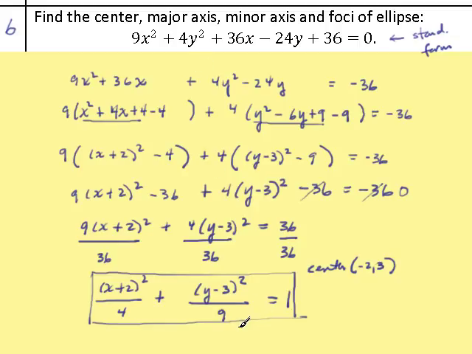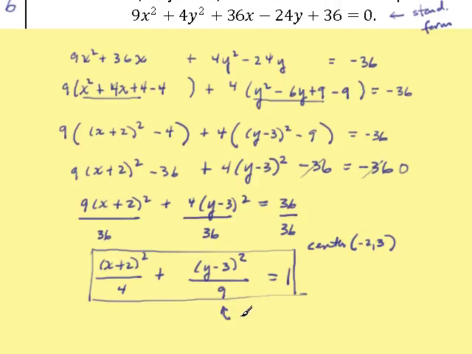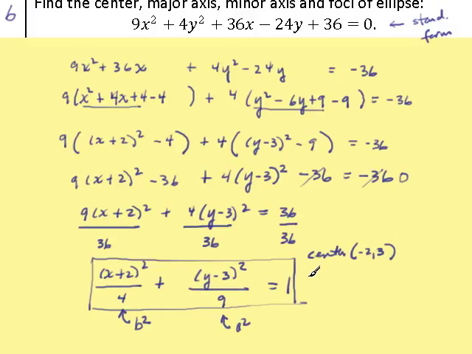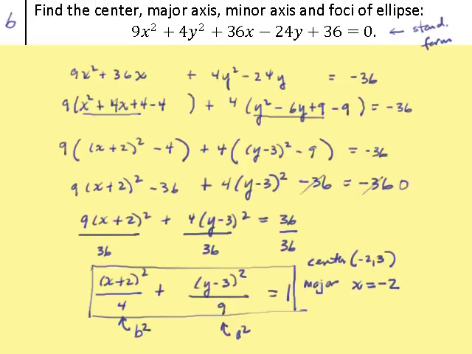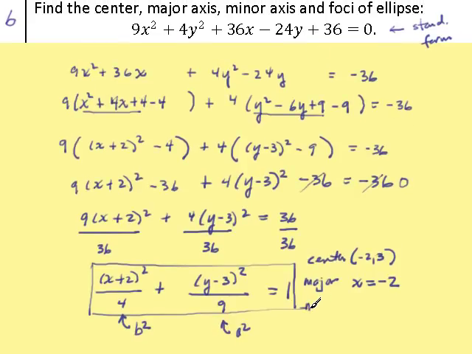Major axis, well, we have the larger number under y, so it's going to be vertical. So this is a squared, and this one's b squared. A squared is always the bigger one. All right, so the major axis is vertical, so that means x equals the x coordinate of the center. Minor, well, the minor is horizontal, so that's going to be y equals the y coordinate of the center, y equals 3.